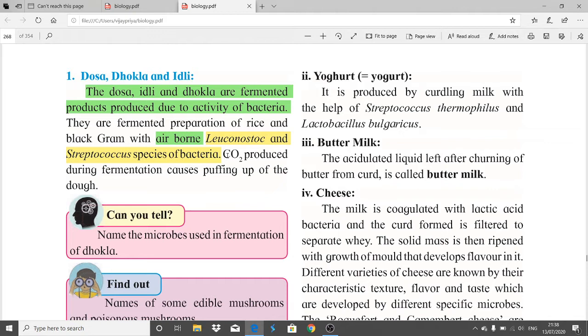What happens because of the overnight fermentation process is that CO2, that is carbon dioxide gas, gets produced during fermentation, and because of the release of that carbon dioxide gas, the dough puffs up, it swells.